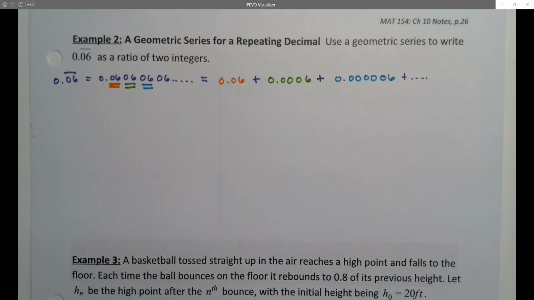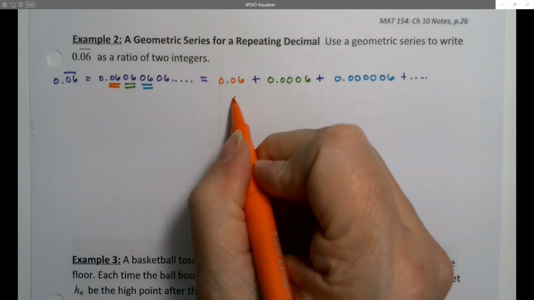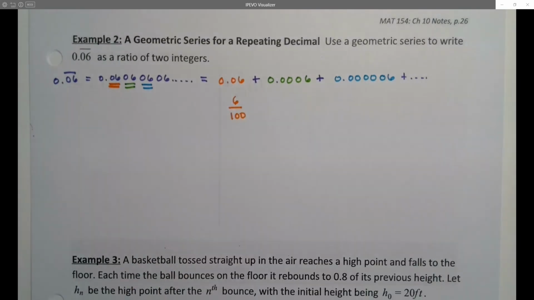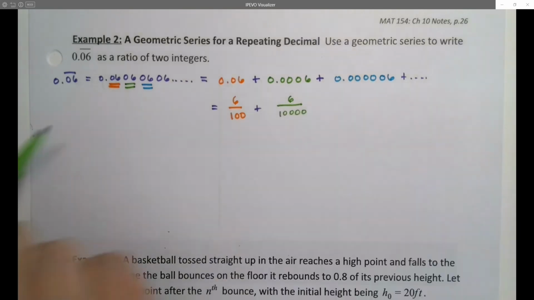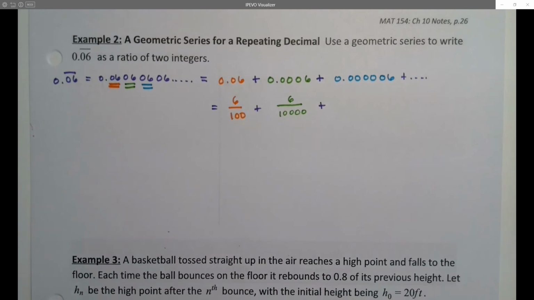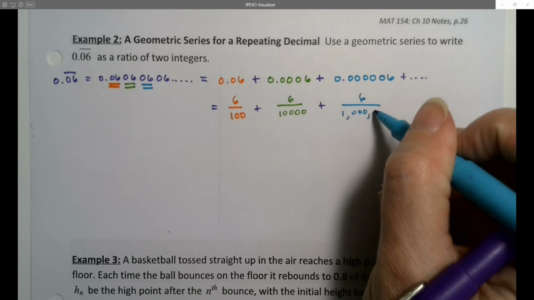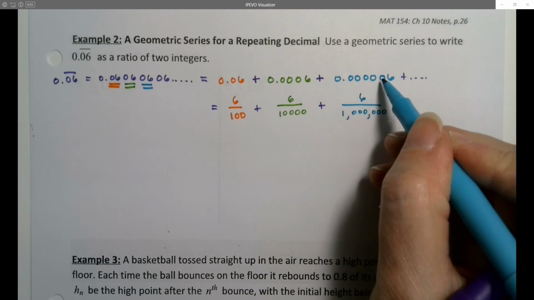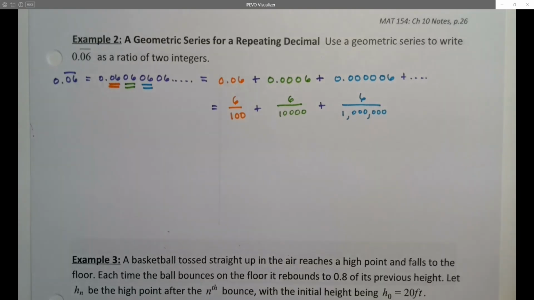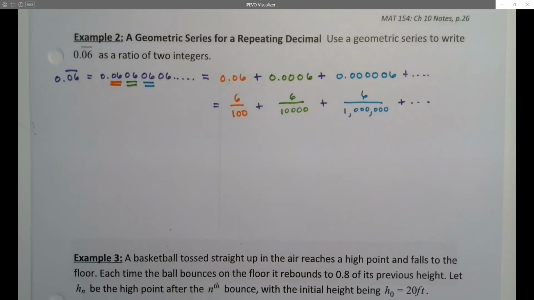All right, so now let's think about this as a series. This is really 6 over 100 plus, and then this one is 6 over 10,000 plus, and this is 6 over 1,000,000, because tenths, hundredths, thousandths, 10,000ths, 100,000ths, millions. That's the millionths place. Plus, and I'm just going to dot, dot, dot. Continues on like that forever.